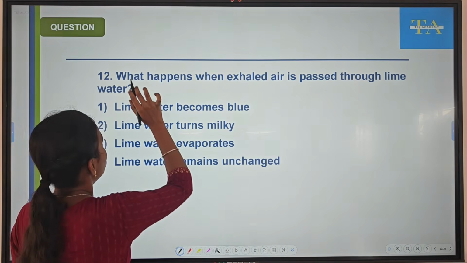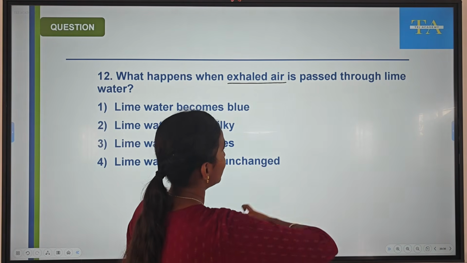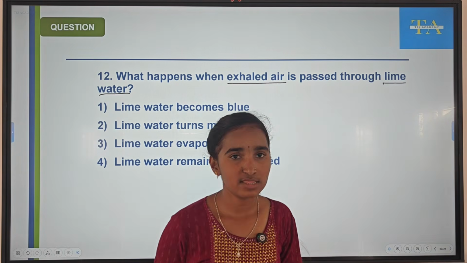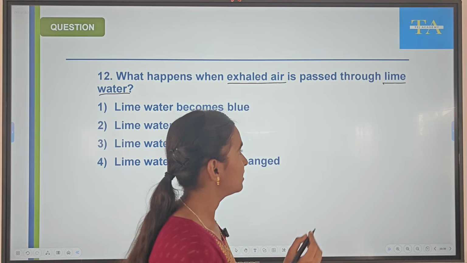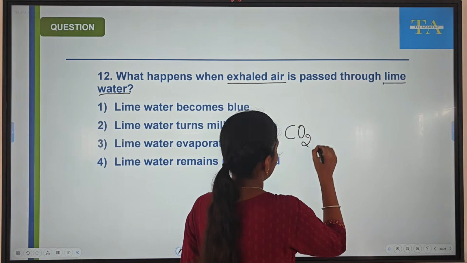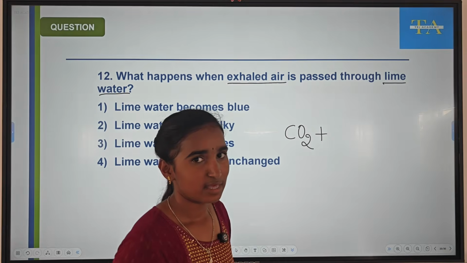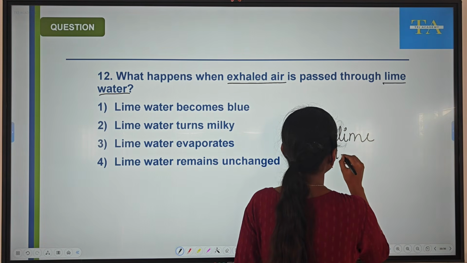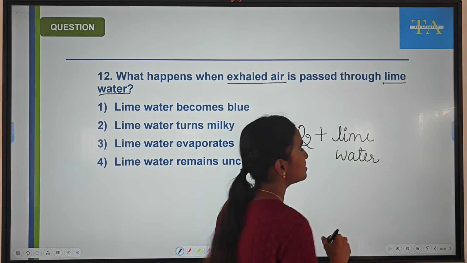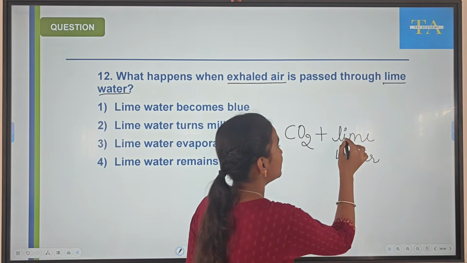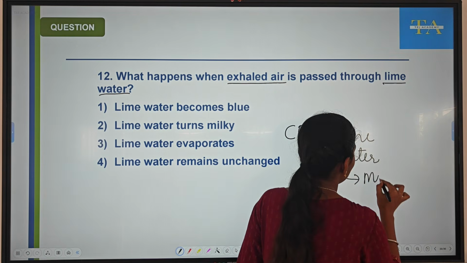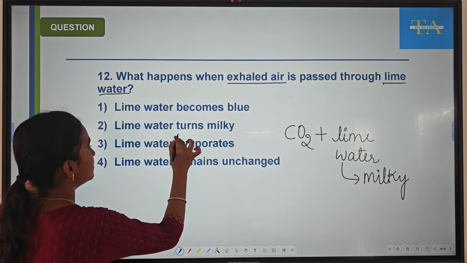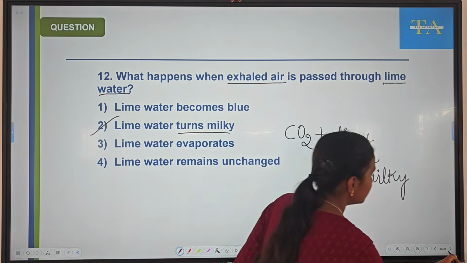12th question. What happens when exhaled air is passed through lime water? When we exhale, we produce carbon dioxide. When this carbon dioxide is passed through lime water, a chemical reaction occurs, and the lime water turns milky. So our right option is lime water turns milky. Next question.